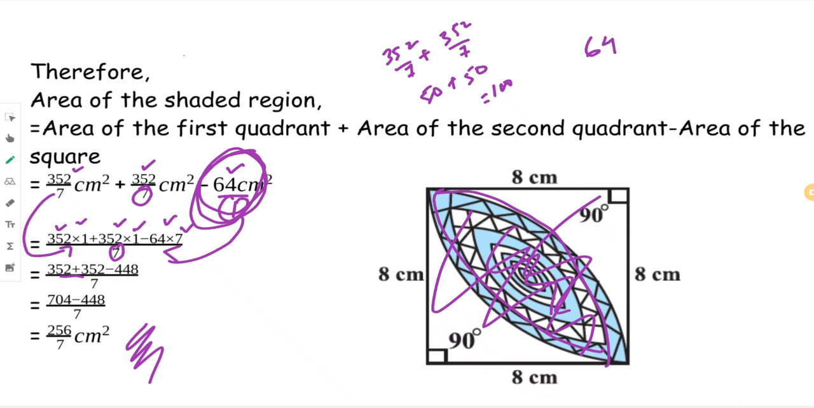Okay, so that was the reason. This design has been overlapped 2 times. That is why the area of the first and the second quadrant is more than the area of the square. All right.